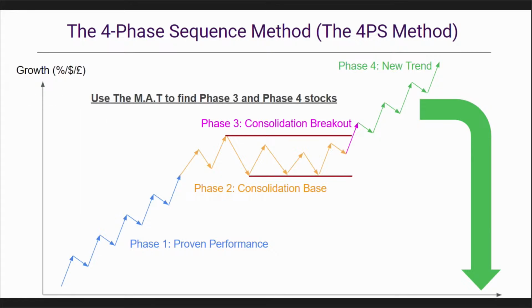What we do is we use the MAT, the Market Advantage Toolkit, to find all phase three and phase four stocks. Phase three stocks, those that are breaking out, will go onto one watch list, and then phase four will go onto another watch list. When phase three confirms phase four, those stocks will then move on to the phase four watch list. And when phase four has been completely confirmed, I then add them into the portfolio.